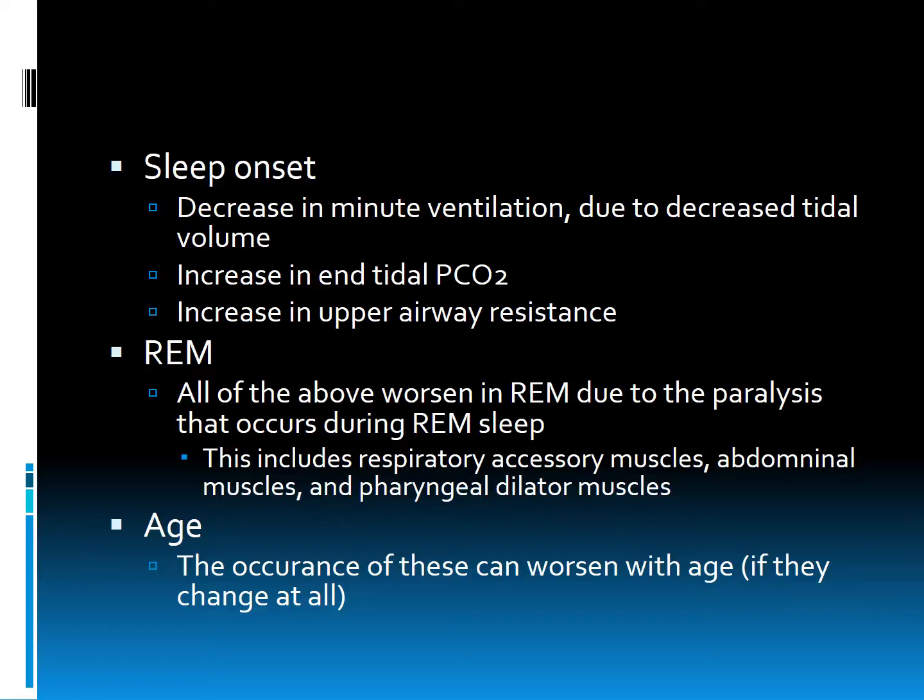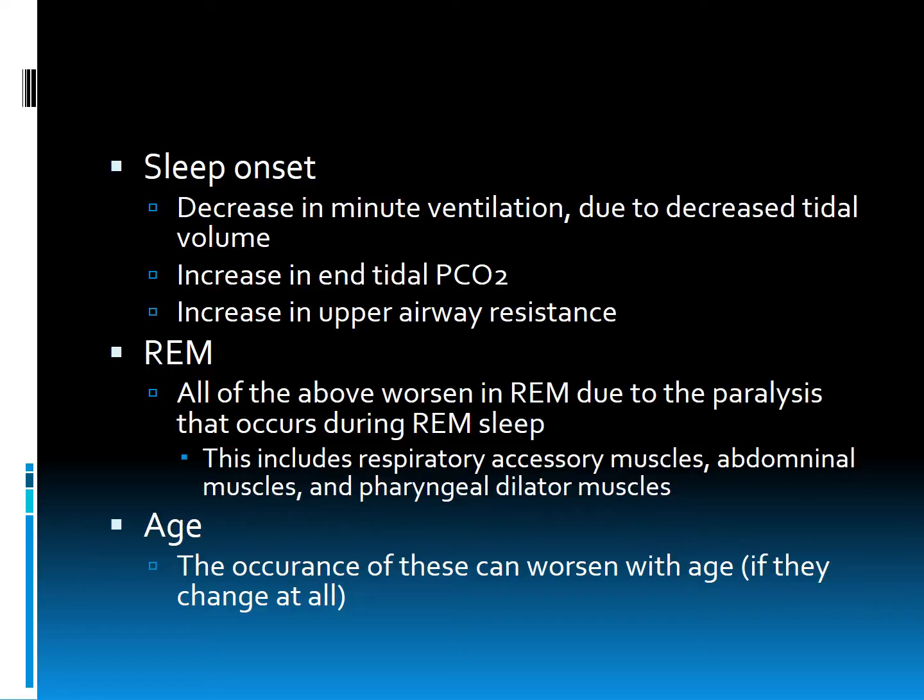In REM, all of these worsen. We have an even more decrease in minute ventilation. Our respirations become very irregular. Our heart rate becomes irregular. We still have that increase in end-tidal pCO2 and even more increase in upper airway resistance because those muscles are completely paralyzed during sleep. This includes the respiratory accessory muscles, many of the abdominal muscles except for the diaphragm, the pharyngeal dilator muscles. So all those muscles start to relax even more. They're essentially paralyzed. Again, with sleep apnea, this can really create a problem.